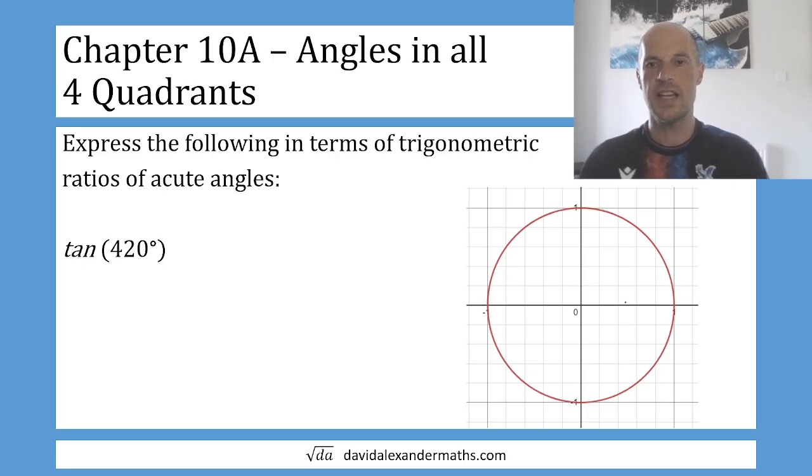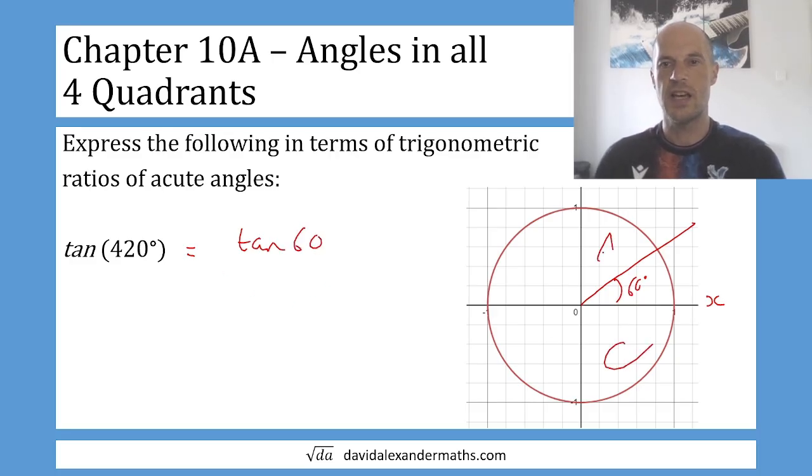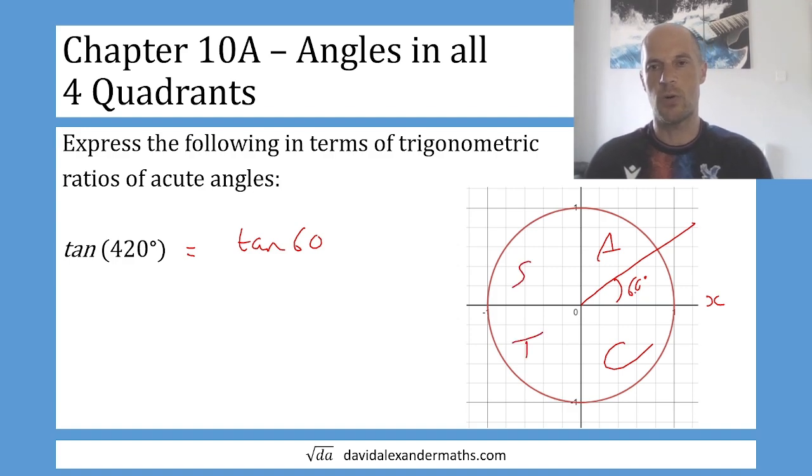Tan of 420, well, if I do a full 360, I'm back to where I started, so that means I'll have another 60 degrees here. Again, it's the angle with the x-axis I'm interested in. So the tan of 420 is the same as the tan of 60, but is it plus tan 60 or minus tan 60? C, A, S, T. This 60 degree angle is in the top right quadrant where all sine, cos and tan are positive. So it's not minus tan of 60, it's plus tan 60. So the tan of 420 is the same as the tan of 60.